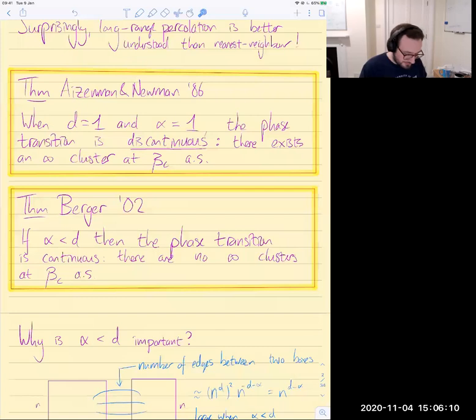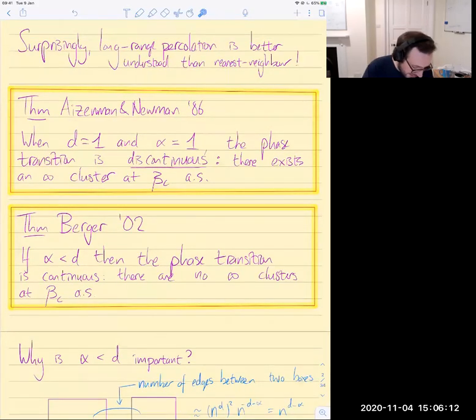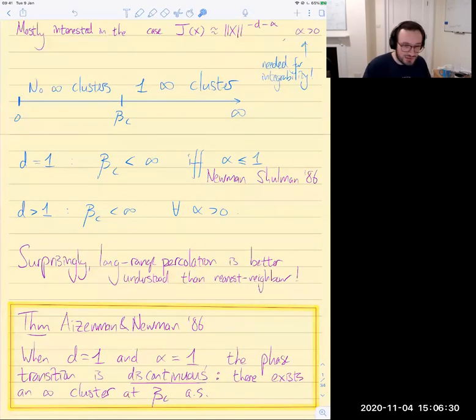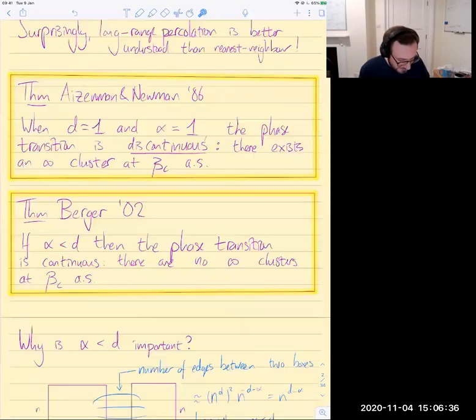So in particular, if you look at the case where alpha is strictly smaller than d, it's a theorem of Berger that the phase transition is continuous. In other words, if you look exactly at the phase transition at beta c, where you go from having no infinite clusters to at least one infinite cluster, you in fact have 0 infinite clusters at beta c. Okay.